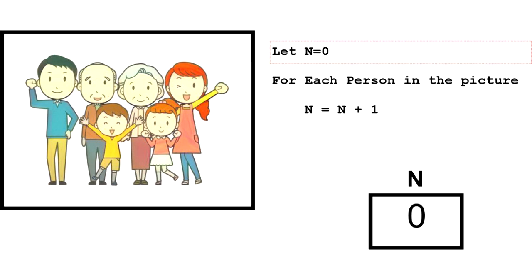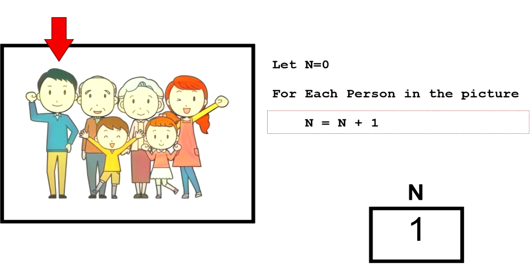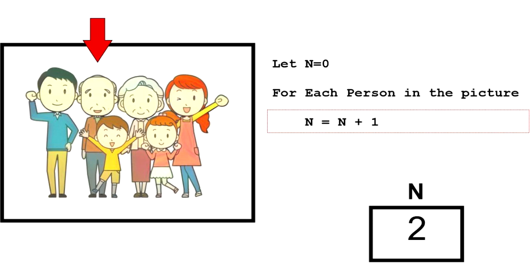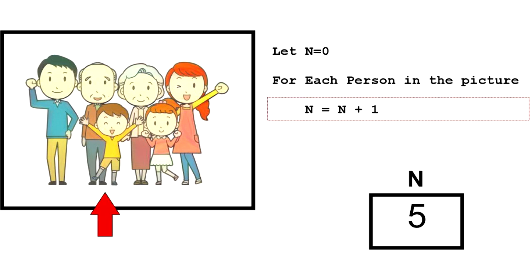Now let's try to simulate. So initially the first line is let n equals 0. That means n is 0, or we haven't started counting yet. And then we'll start with the loop, so for each person. And then we are now on the first person. So n equals n plus 1. That means we're going to add 1 to the value of n. From 0, n now is equal to 1. And on the next loop, again, add 1 to n. So n now is 2. Then on the next iteration, it's now 3. And then 4. And then 5. And then 6. Okay? So we have here now our algorithm.